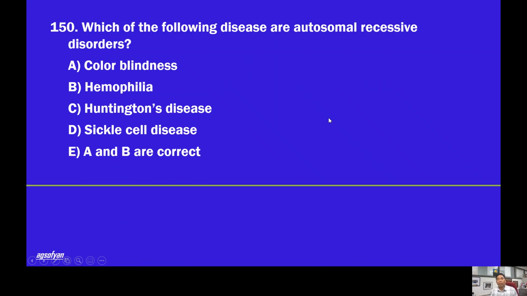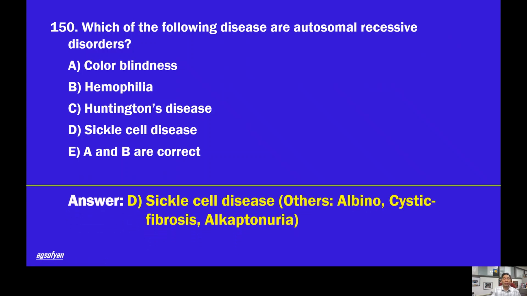150. Which of the following diseases are autosomal recessive disorders? Color blindness, hemophilia, Huntington disease, sickle cell disease, or A and B are correct. Choose your answer. A, D is the answer. Sickle cell disease is autosomal and also recessive. Other examples of recessive disorders on the autosome are albinism, cystic fibrosis, and alkaptonuria.